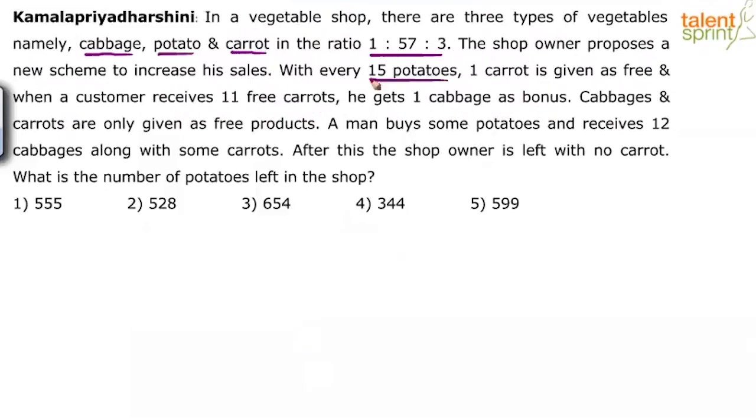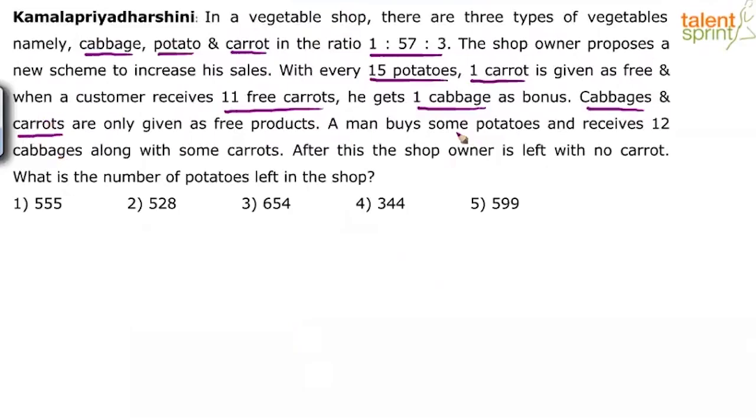So if you buy 15 potatoes, you will get 1 carrot free. And when a customer receives 11 free carrots, he gets 1 cabbage as bonus. And one important point that is mentioned is cabbages and carrots are only given as free products. One cannot buy cabbages and carrots. These are not for sale. These are only freebies.